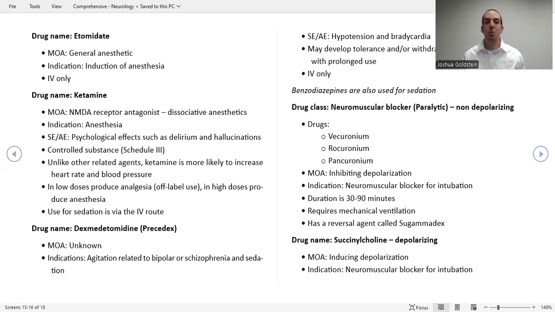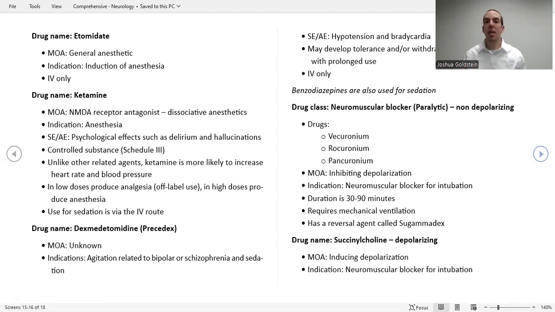Next, we have the next medication, which I honestly can't pronounce. I'm going to stick to the brand name, which is Precedex. This is another sedative that's commonly used in ICUs across the United States. It is used for sedation, and it's also used for agitation related to bipolar or schizophrenia, but I've only ever seen it used for sedation itself. It does have the same adverse effect of hypotension like a lot of the other sedatives.